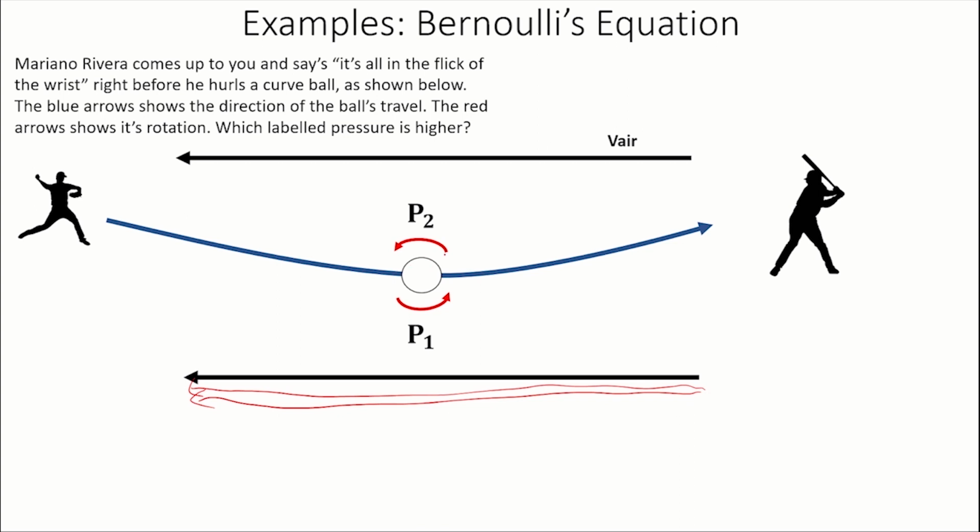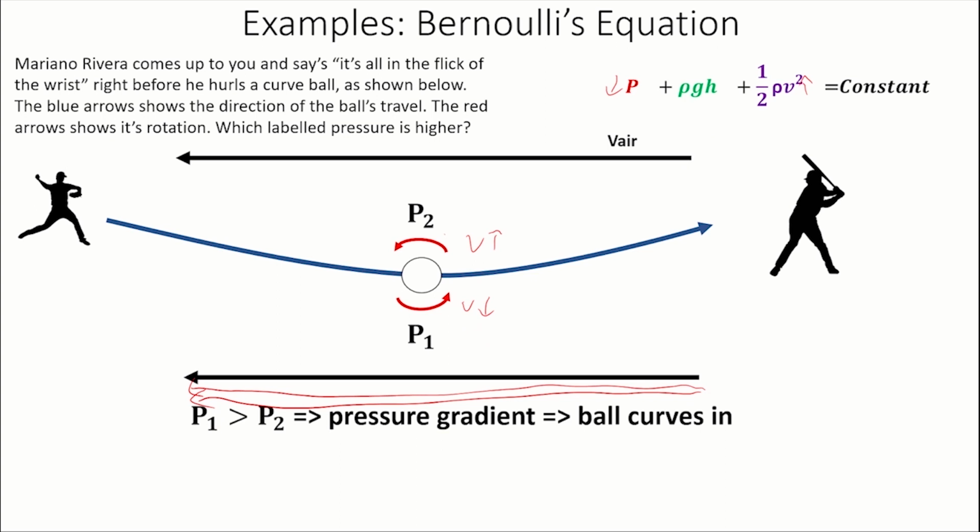Anyway, this ball is rotating this way, and so in this direction, it's actually increasing the velocity of the fluid next to it, right? Because it's rotating and dragging the fluid along with it. So if you increase velocity, what's happening to pressure? Pressure decreases. So the pressure P2 is lower than P1. And if you look at this side, this velocity is decreasing because it's going against the air current flow. And if that velocity is decreasing, then the pressure increases. So P1 is greater than P2. There's a pressure gradient there, so the ball curves inward, and that's how you throw a curveball.